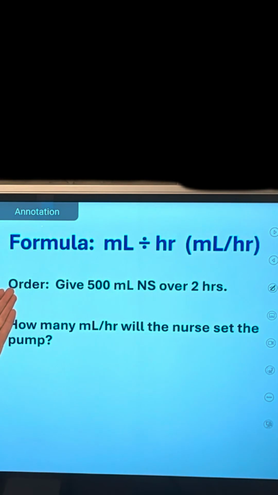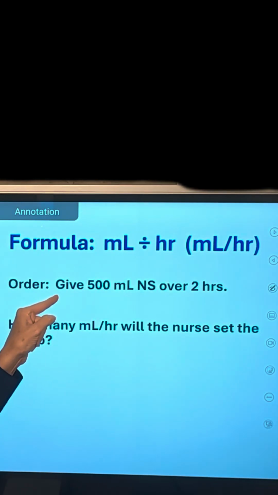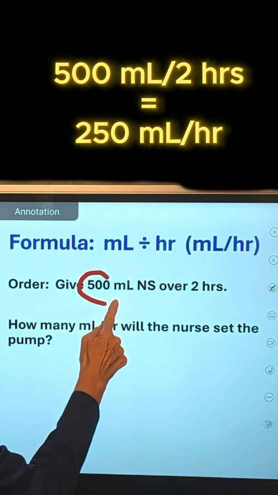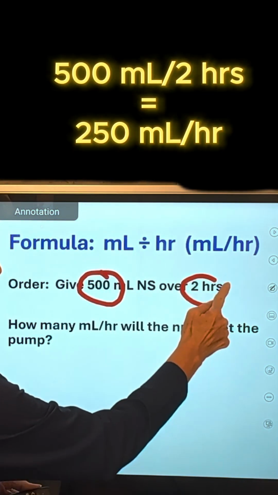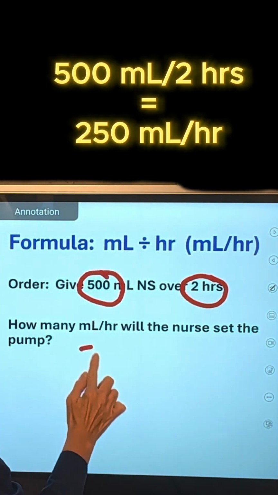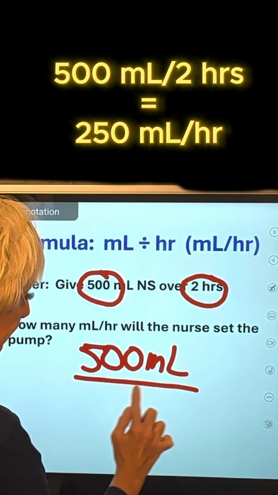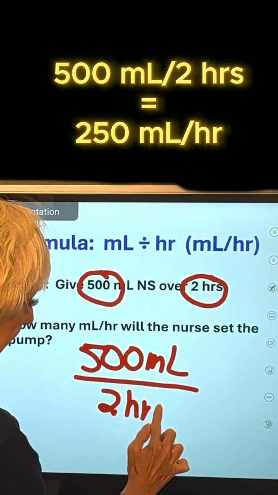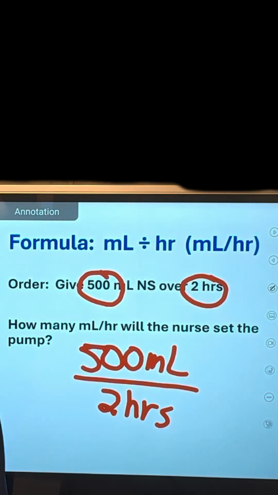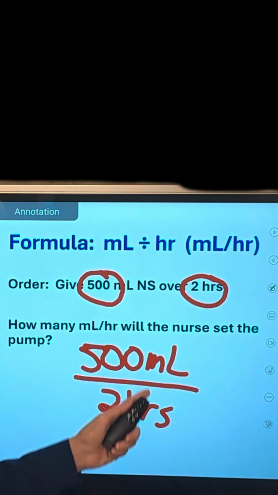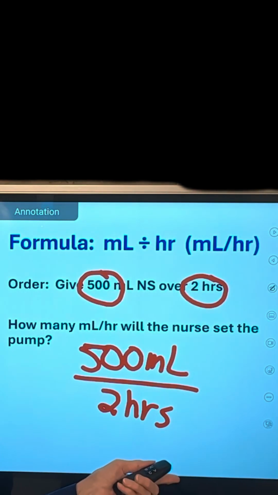Okay, now here's our first real math question. How many milliliters an hour? The doctor has ordered to give 500 milliliters of normal saline over 2 hours. How many milliliters an hour will the nurse infuse? And it's really simple. I have 500 milliliters and it's going to go in over 2 hours. So it looks like 500 milliliters divided by 2 hours, and you will get 250 milliliters an hour.